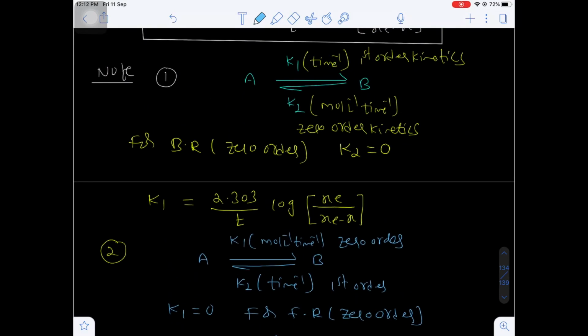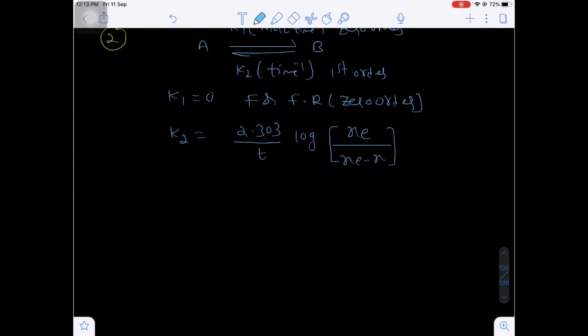That will be given in the question. If both forward and backward reactions are first order, maybe forward first order, backward zero order, maybe forward zero order, backward first order. Are you getting my point? That will depend upon the question.